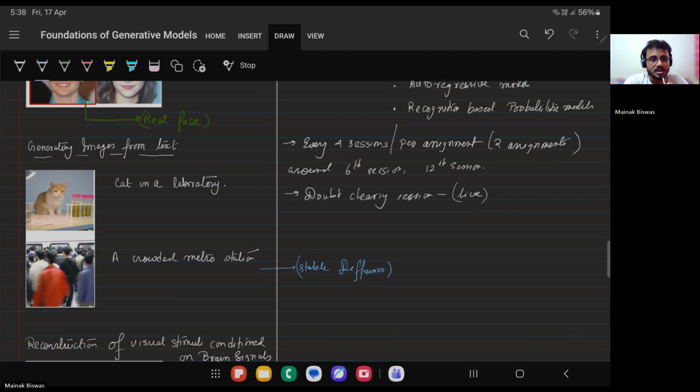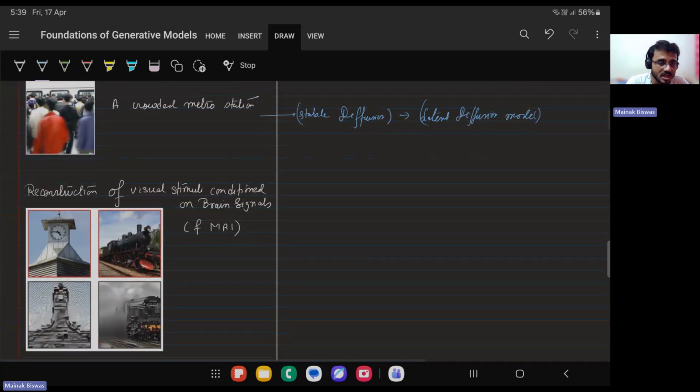So generating images from text is also a very, very big thing. And once stable diffusion caught up, it was a big thing. One of the papers that did so well on diffusion models was called Latent Diffusion Model. This was a very, very influential paper, which was adapted into doing stable diffusion and things like that. So other than that, people have used these generative models to reconstruct data.